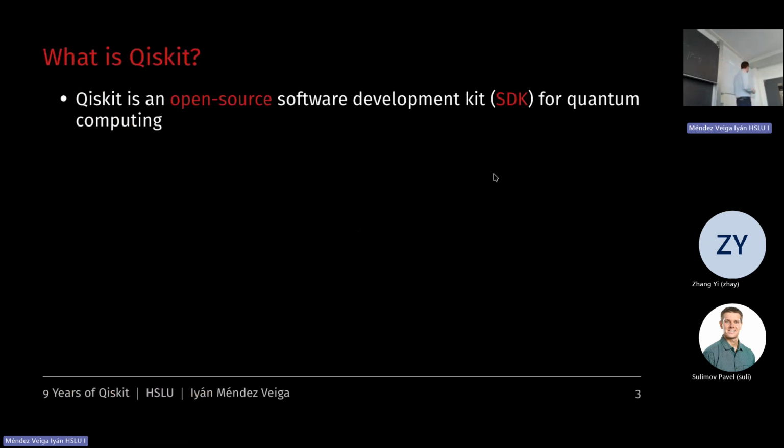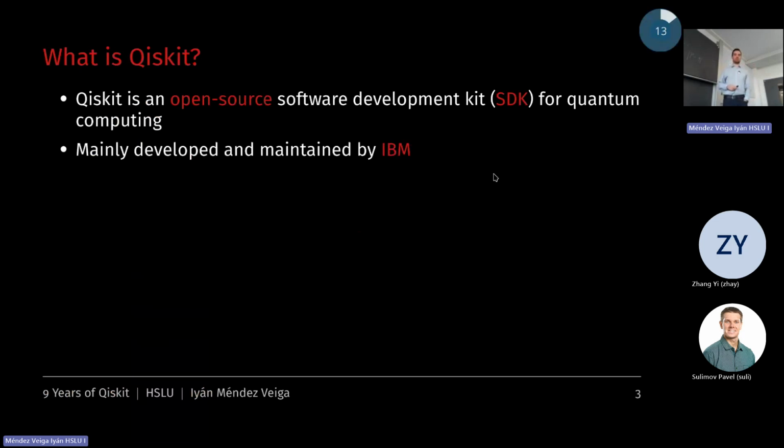So, okay, what is Qiskit? First, is anyone using Qiskit here? All right, perfect. So you already know that it's an open source library, a software development kit, SDK, and it's targeting quantum computing in general. It's not specialized in, let's just do optimization, let's just do simulation. No, they aim to be more general. It's mainly developed and maintained by IBM.